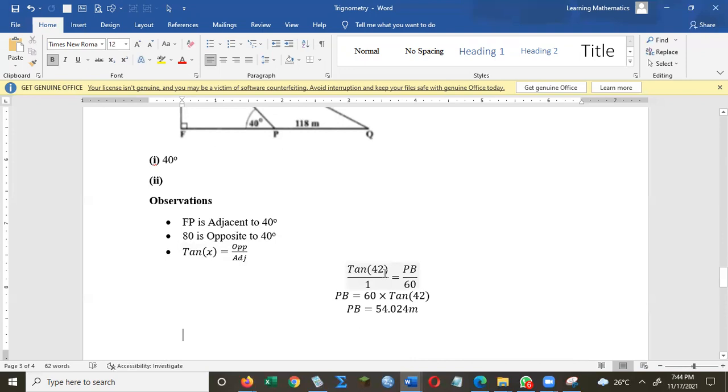Tan of 40 degrees is equal to opposite, which is 80, over adjacent, which is FP. That's what we're trying to find. Tan 40 over 1 is equal to 80 over FP. FP is the adjacent, opposite over adjacent. So now we cross multiply, so 80 times 1 is 80, and FP times tan 40.